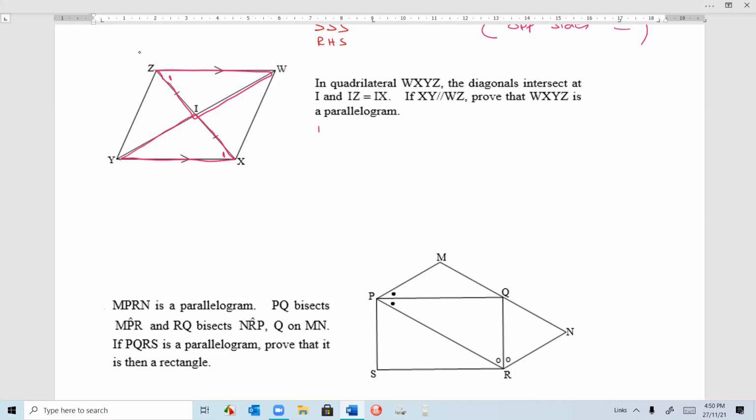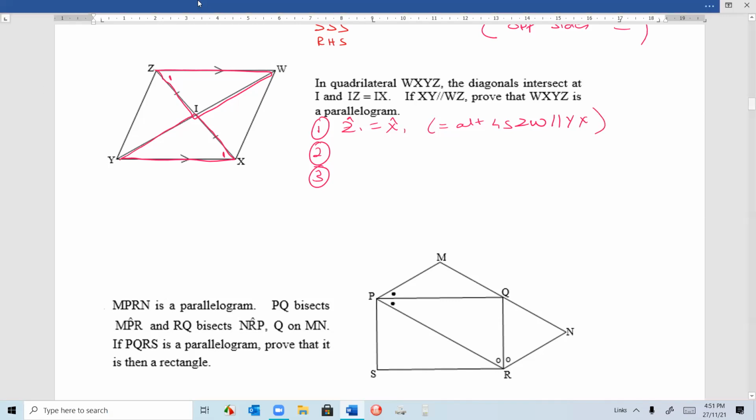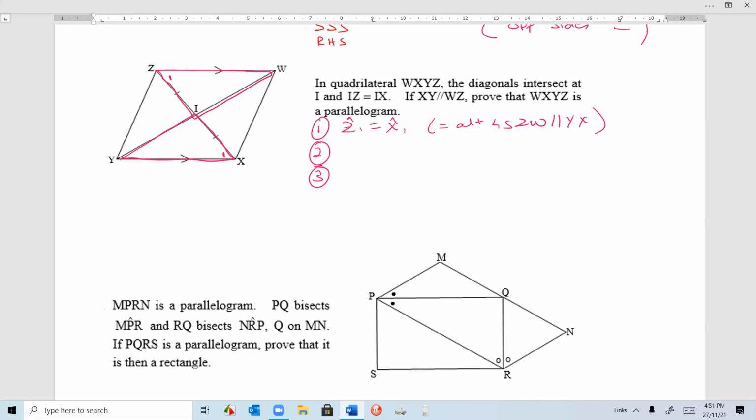So we need three things to happen in a triangle. So some of you helped me out. You told me right. Number one, Z1 is equal to X1. And we said the reason for that would be equal alternate angles, and ZW is parallel to YX. Number two, can I have a number two? So ZI is equal to XI, and that is given. Yes, sir. So what is our number three?